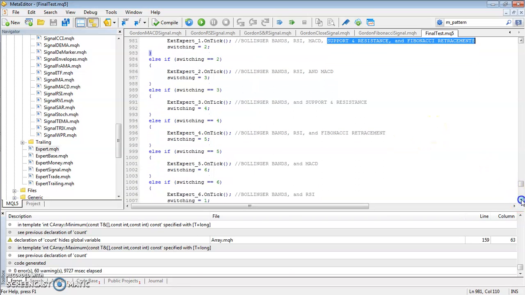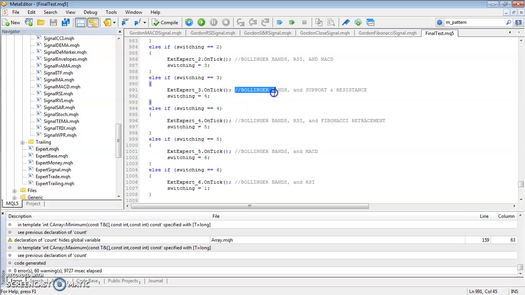Now down here for 3, we have Bollinger Bands and support and resistance. So Bollinger Bands and support resistance at the same time signal to open a trade, regardless whether RSI, MACD don't. It won't matter. It will open a trade.